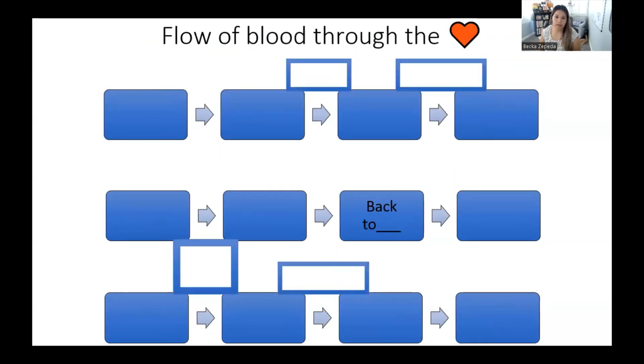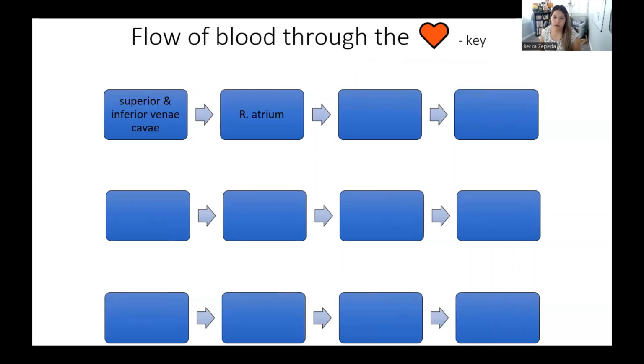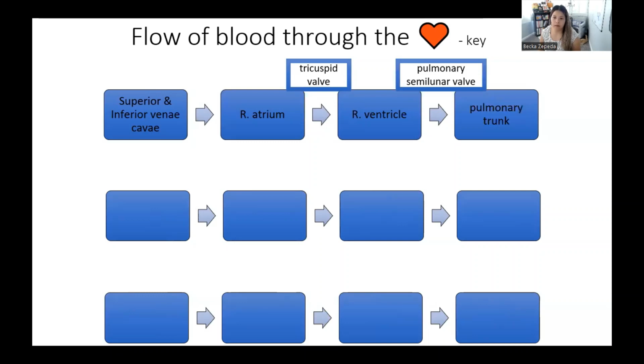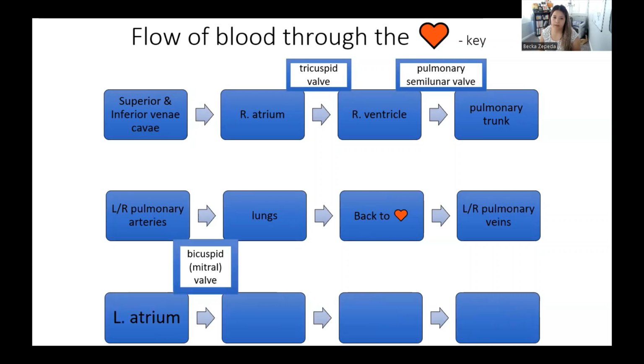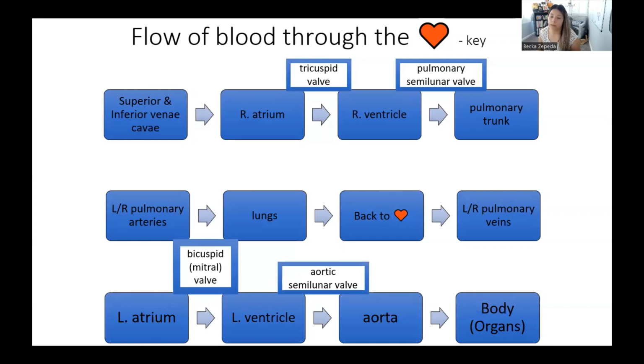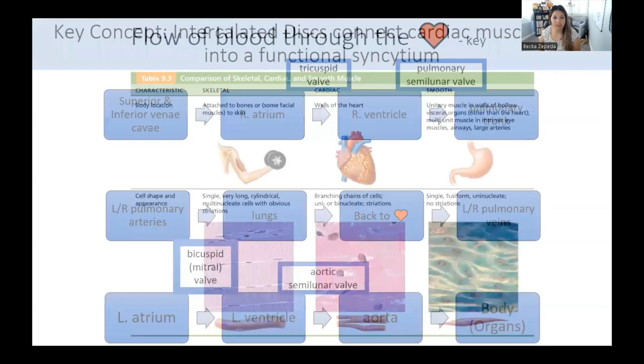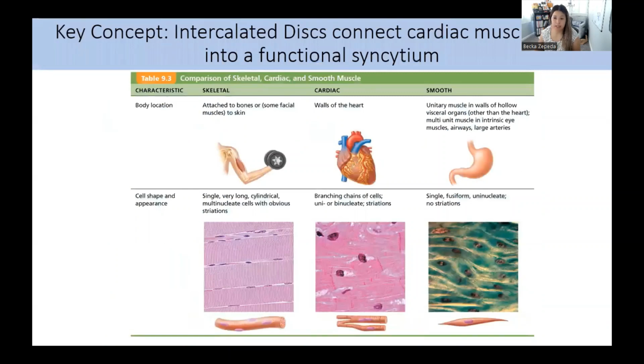Okay. So I guess we can go through it one more time without the explanations in the middle. But again, superior and inferior vena cava, to the right atrium, past the tricuspid valve, to the right ventricle, past the pulmonary semilunar valve, to the pulmonary trunk, to the left and right pulmonary arteries, through the lungs, back to the heart, to the left and right pulmonary veins, to the left atrium, past the bicuspid valve, to the left ventricle, past the aortic semilunar valve, to the aorta, and then deliver all that oxygenated blood to the body.